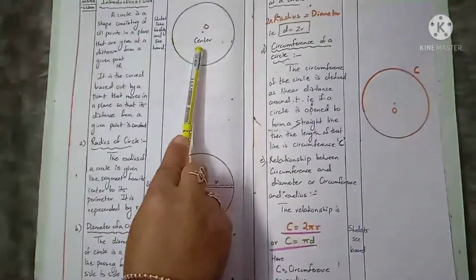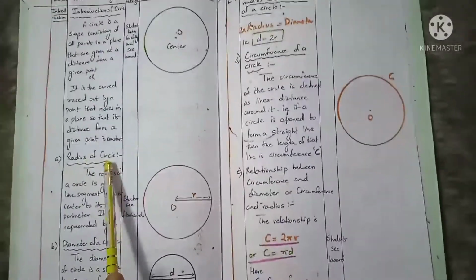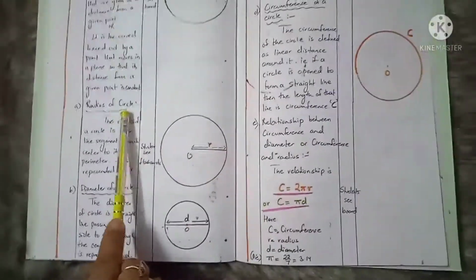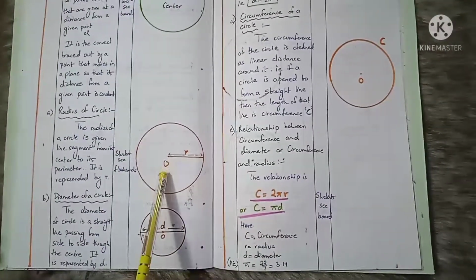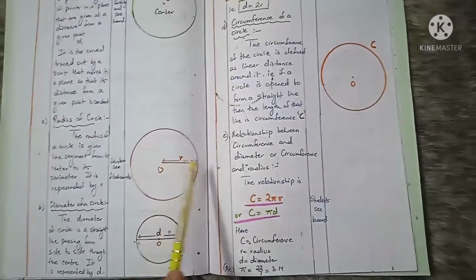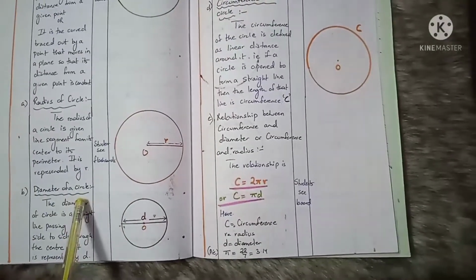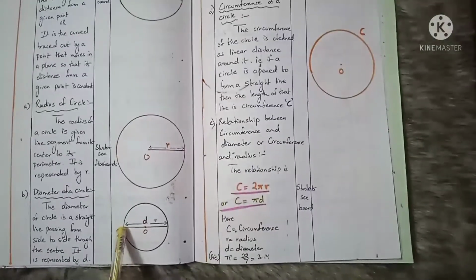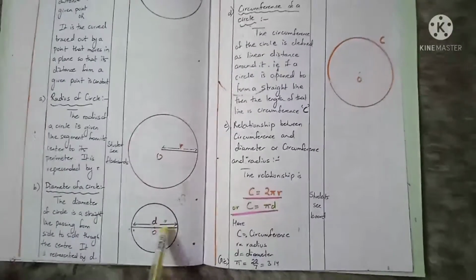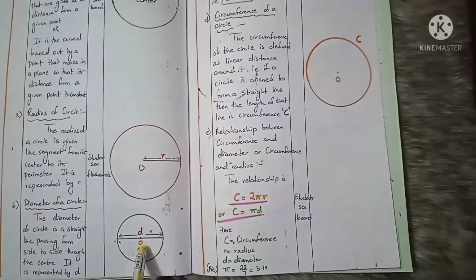Center in Hindi is also called kendra. This is circle. Circle is called vrat, and this is center or kendra. Then radius of circle, it is also called in Hindi as trijya. This radius is basically the distance from the center to the circumference of the circle. Then we have diameter, which is also called vyas in Hindi. This is basically a line passing from one point of the circumference to another point, and which also goes through the center O.